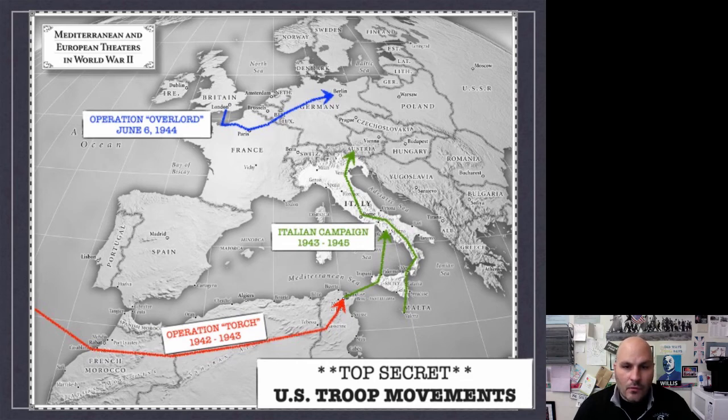And so, reluctantly, Roosevelt agreed, and some of the first forces that fight in World War II are the first ones sent through the Atlantic and into North Africa.